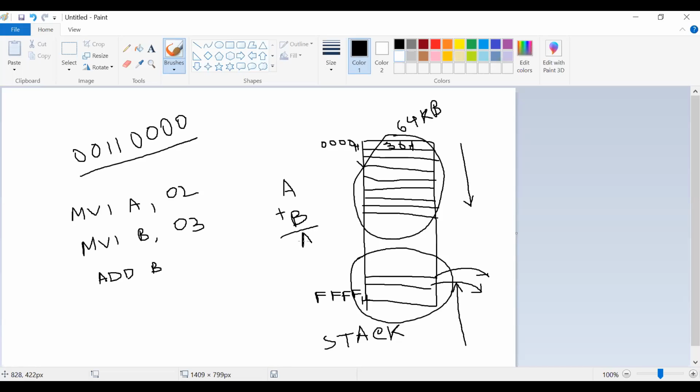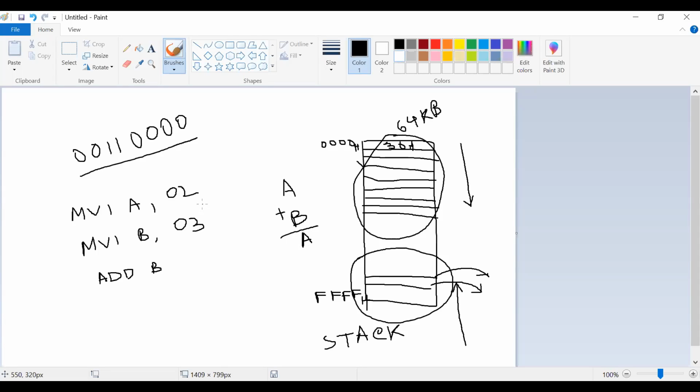Clear? So now according to this instruction, ADD B means addition of the accumulator content. Now what is the accumulator content? 02, with the addition of the content of the B register. What is the content of the B register? 03. Now 02 plus 03, what will be the result? 05. Now where will it be stored? This will be stored in the accumulator.